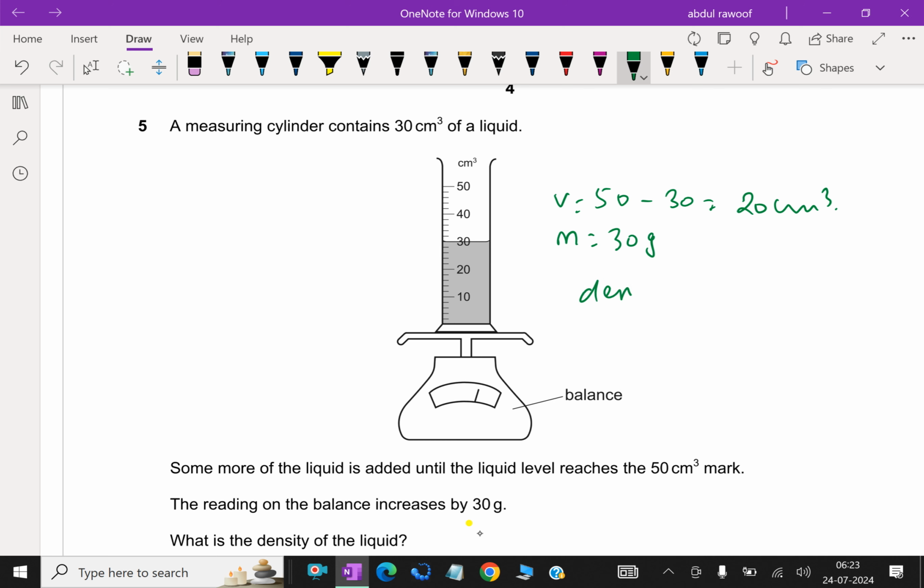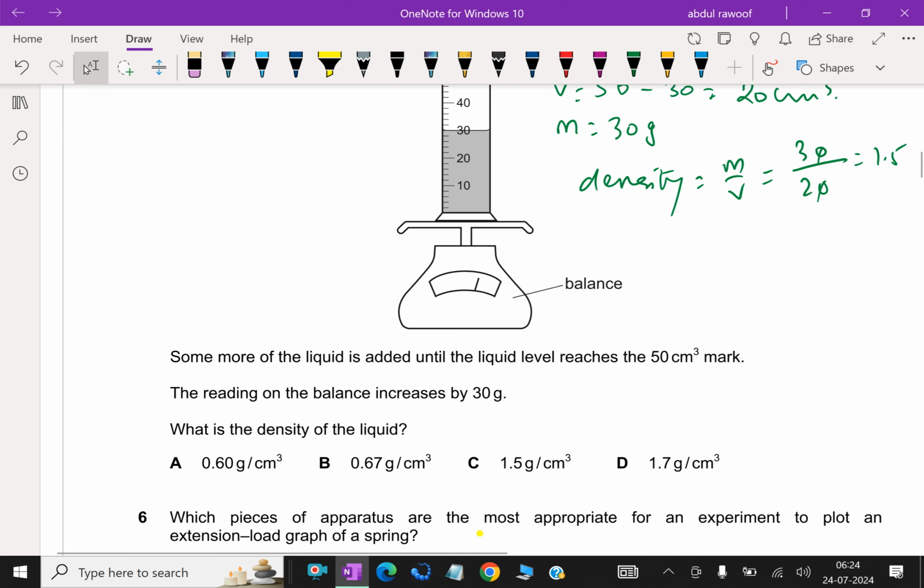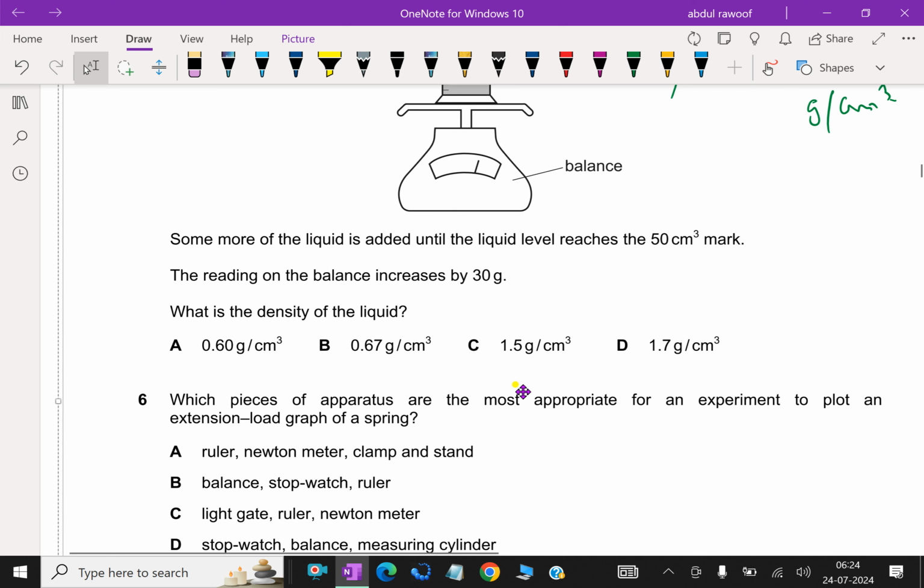Density equals mass per volume. Mass is 30, volume is 20, equals 1.5. Density is 1.5 gram per centimeter cube. So answer C.